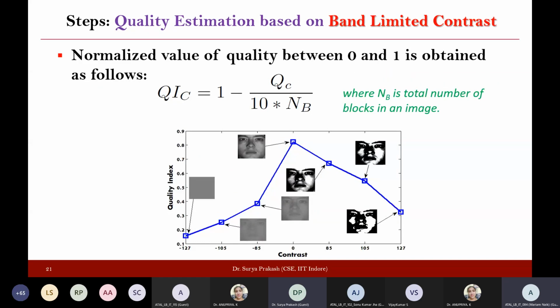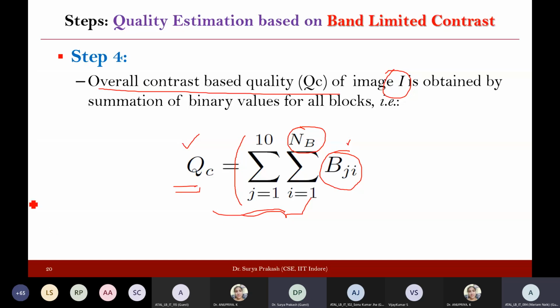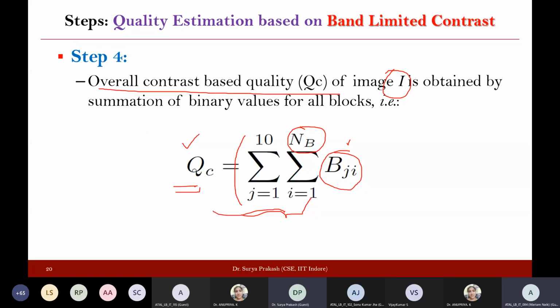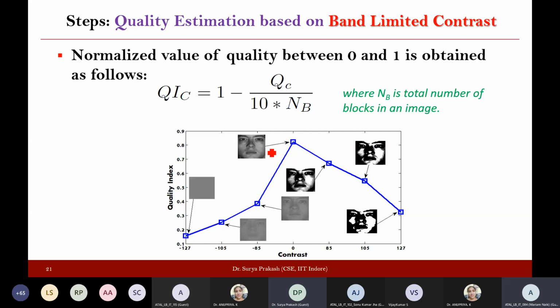Given this QC, please remember this value is obtained using this BJI here, which is a binary value we have seen in the previous slide. So QC is obtained by summing the 0 and 1 values that you are getting corresponding to these blocks, right? So what is the highest value we can get for this QC? So we know how many total blocks we have? We have 10 into NB blocks.